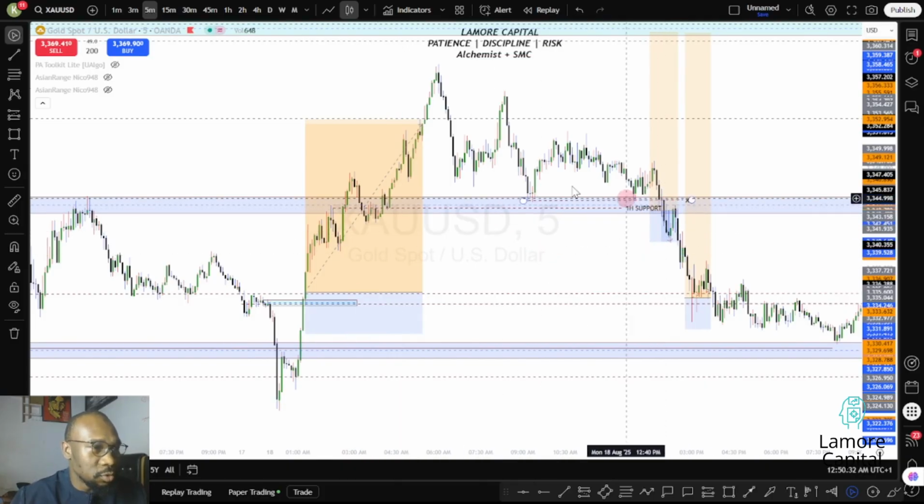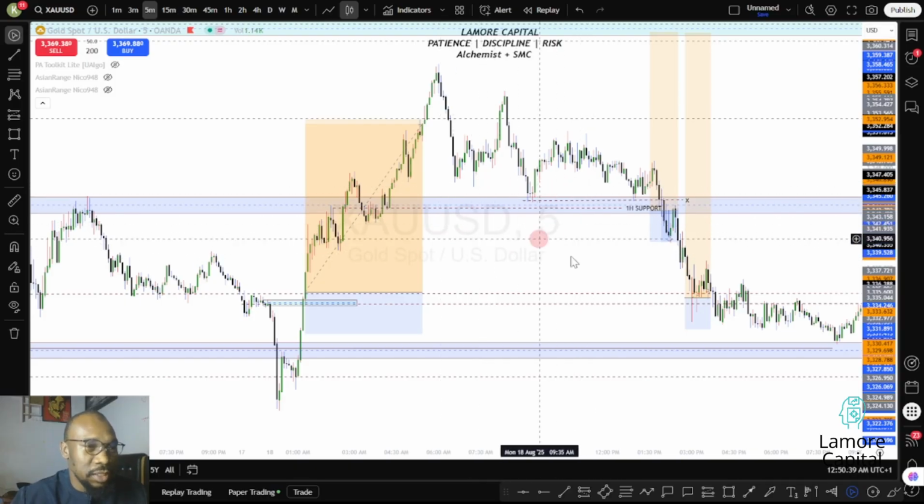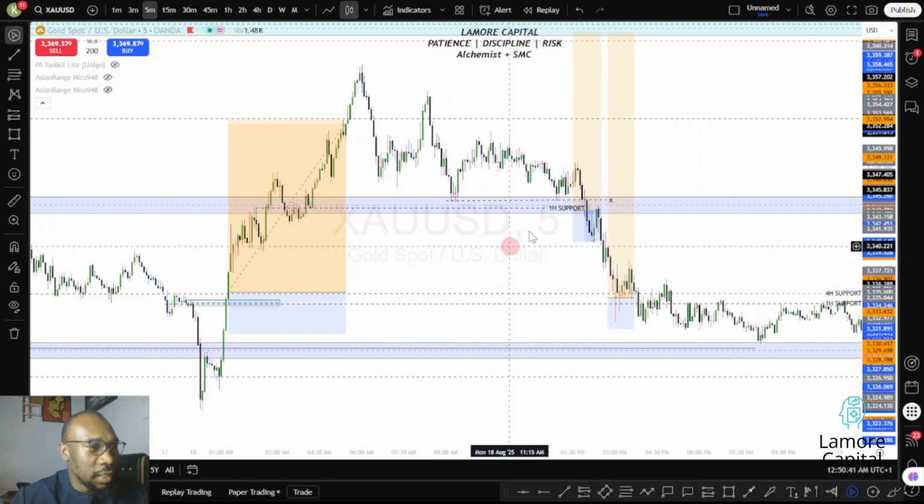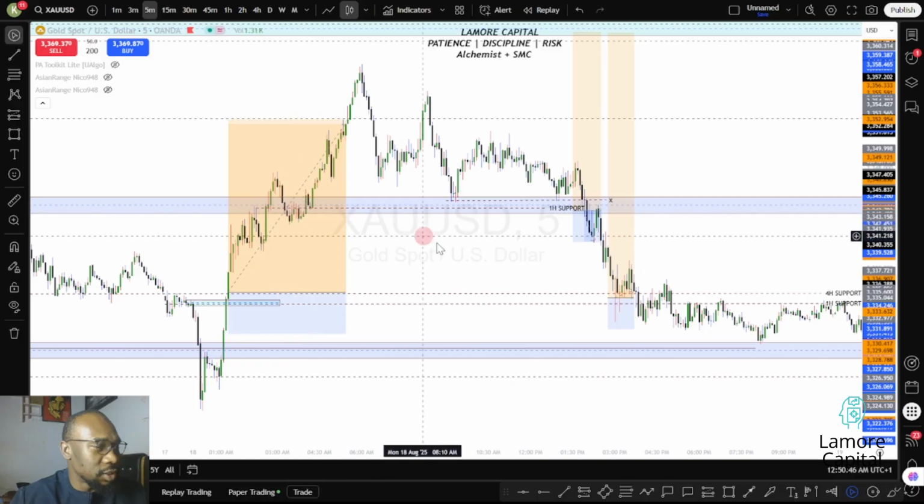Now, going back to the London session, there wasn't any clear setup for me to take. There wasn't any clear setup. And coming back to the New York session, why did I take this trade?